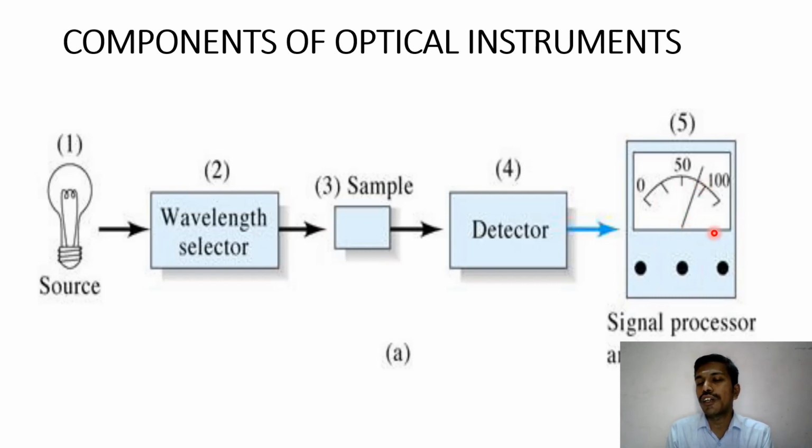Before going to any instrument, if you need signal processing you have to amplify the signal. Suppose there is a low value from the detector, you need to amplify. Suppose there is noise in the electrical signal, you have to filter. That's why we need some signal processing. After the signal processing, it will be given to a readout or any process for further processing. So this is the overall setup for any optical instrument or spectroscopy.